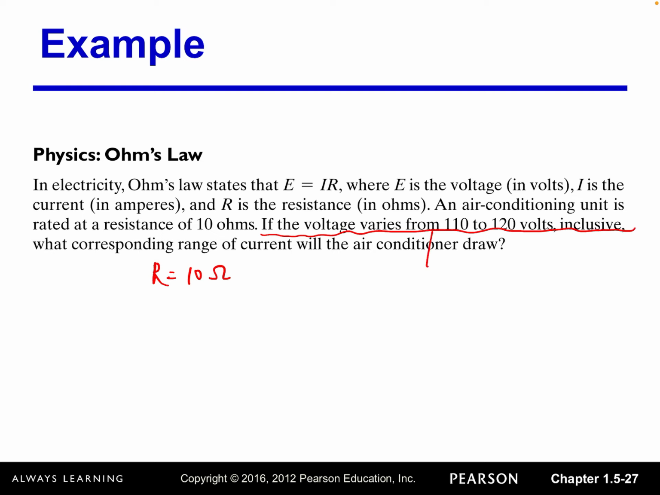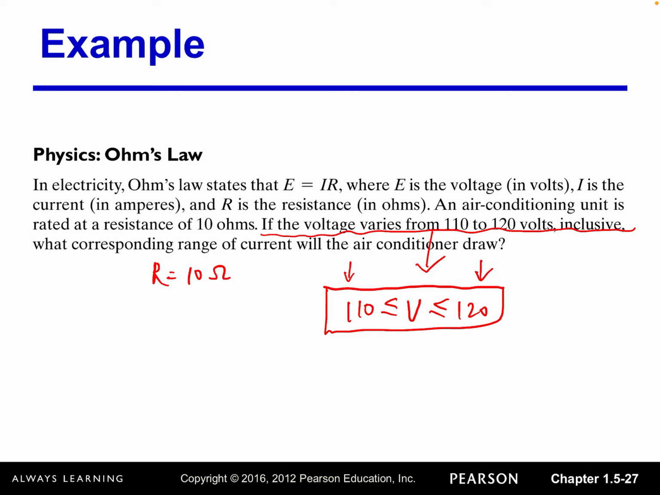So from this sentence, we should be able to translate into inequality. Okay, the one I draw the red line. Voltage, that's the V, vary from 110 to 120 inclusive. This sentence we can translate into a mathematical expression, which is inequality and a combined inequality. Think about, does that make sense to you? Right? Voltage varies from 110 to 120. So that means the lower boundary is 110, upper boundary is 120. Inclusive means the voltage can be equals both boundary numbers.